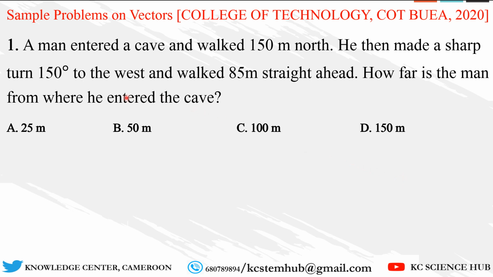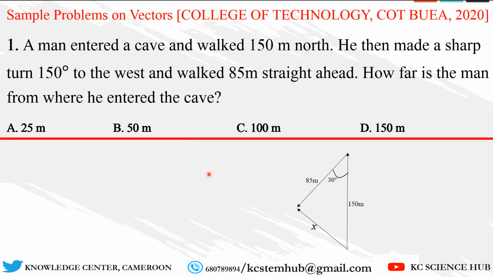So the first example here is a problem in College of Technology 2020 Buea. A man entered a cave and walked 150 meters north. He then made a sharp turn 150 degrees to the west and walked 85 meters straight ahead. How far is the man from where he entered the cave?